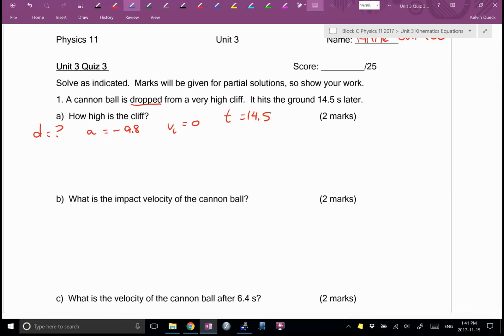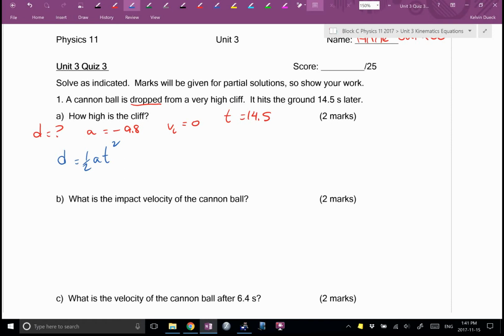You may or may not want your green sheet out. I'm looking for an equation that has a D and A, a VI, and a T in it. There is one. Which one? I think, Cole, this one works. Why didn't I bother writing the VIT? VIT is 0. So if you don't want to, you don't need to write it. If you did, that's fine.